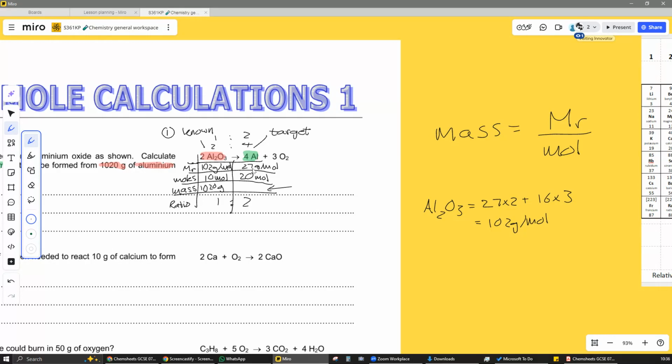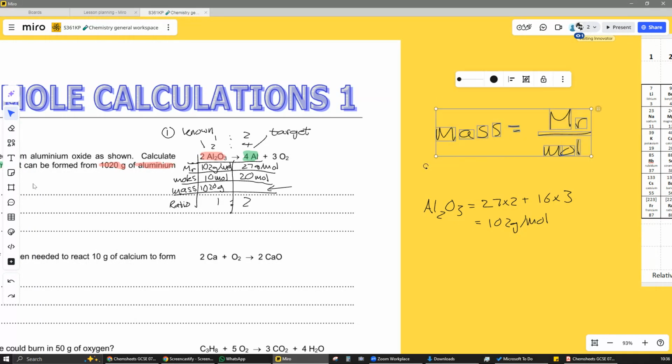We want to work out the mass. As I said, mass is equal to molar mass divided by moles. So it's going to be, hang on 1 second. Let me just pause the recording a moment. Yeah, sorry, that formula's wrong, isn't it? Actually, you think about it.